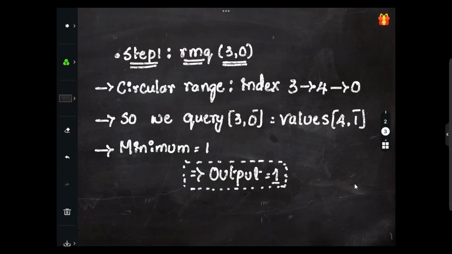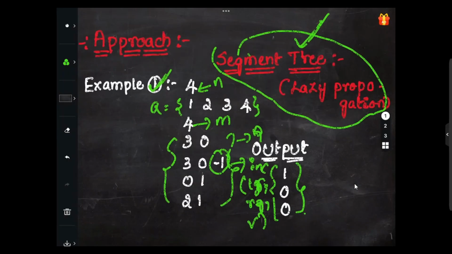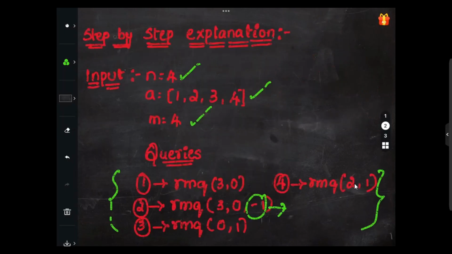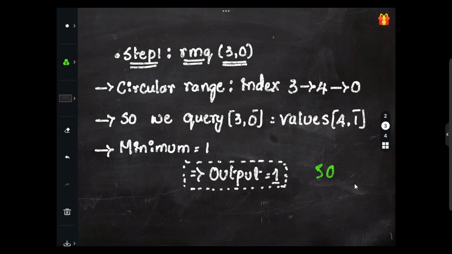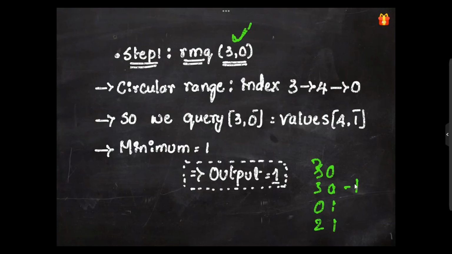First query. We have been given four queries, so we consider them one by one: 3 0, 3 0 minus 1, 0 1, 2 1. So let's consider the first query here, RMQ of 3 0. The index range that we need to consider is 3 0. We are going with a circular range, and the question itself states that it is a circular range.